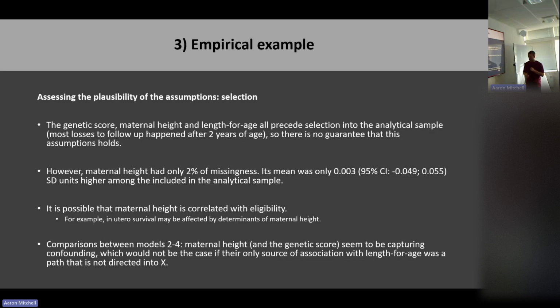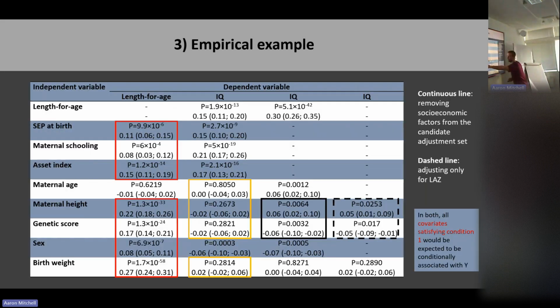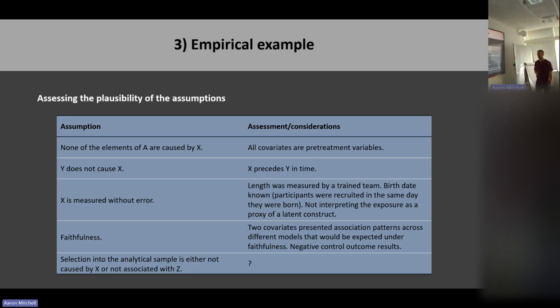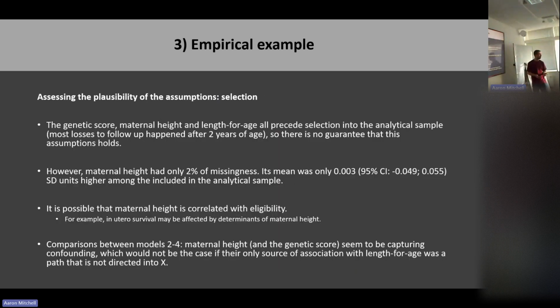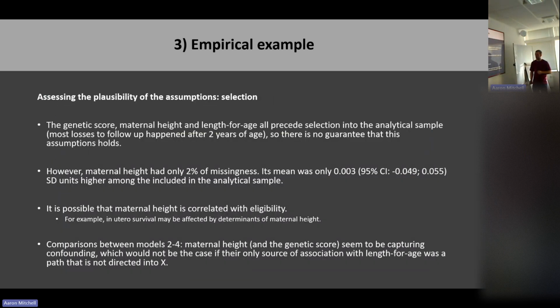But another thing that we have to keep in mind is that when we compared models 2 and 4, so the full model and the restricted models, we did see indication that maternal height as well as the genetic score were able to capture confounding, because they did not detect it when I adjust for the most important ones, and they detect it when I don't adjust for the most important ones. So they seem to be able to capture confounding. And the problem with selection is that they wouldn't be able to detect confounding. So the fact that they seem to be able to capture confounding is reassuring.